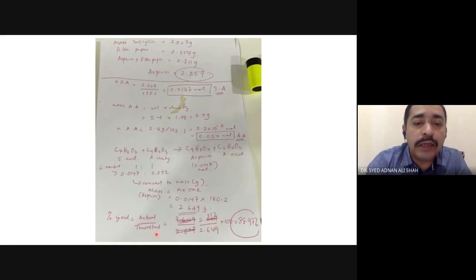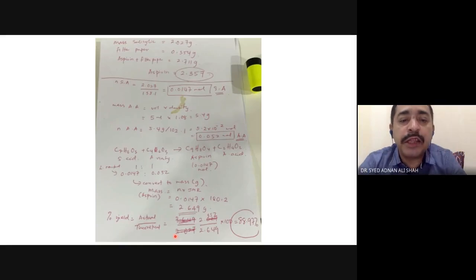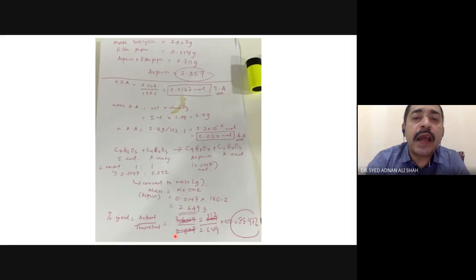Now how to calculate the theoretical mass of the aspirin? The aspirin theoretical mass is calculated through the equation, right? So first you have to calculate the moles of salicylic acid. As you know, the formula to calculate the moles is gram divided by molecular weight. You can get the moles of salicylic acid, right?